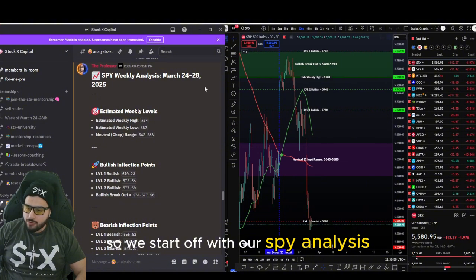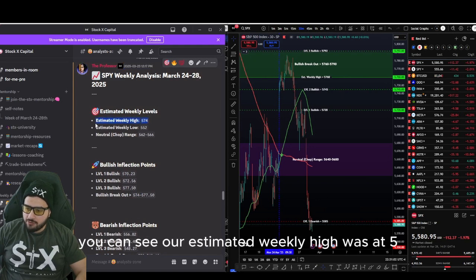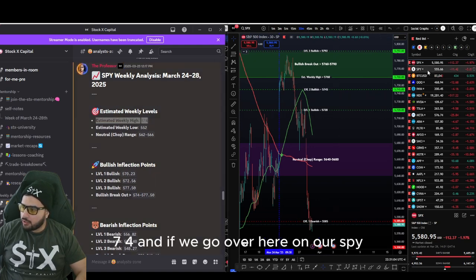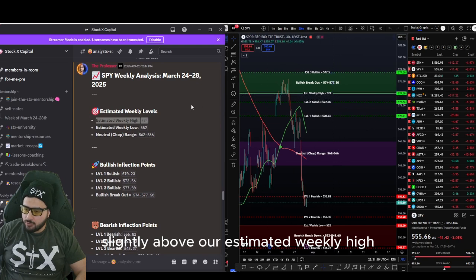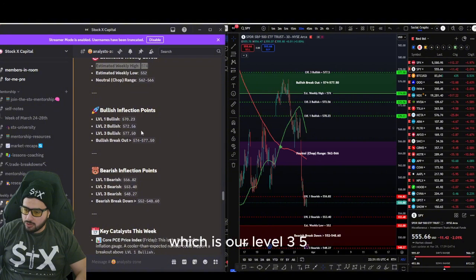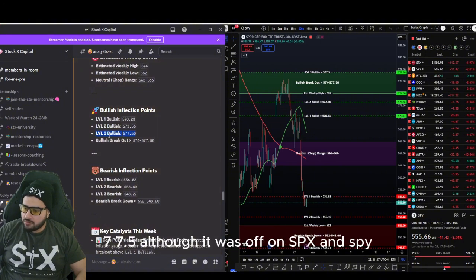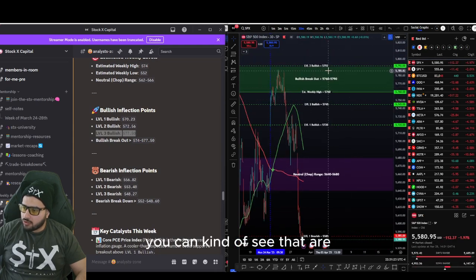So we'll start off with our SPY analysis. With our SPY analysis, which is time-stamped over here, you can see our estimated weekly high was at 574. And if we go over here on our SPY, we managed to see SPX and SPY go slightly above our estimated weekly high. But you see here that it went through the bullish breakout range, which is our level 3, 577.5.